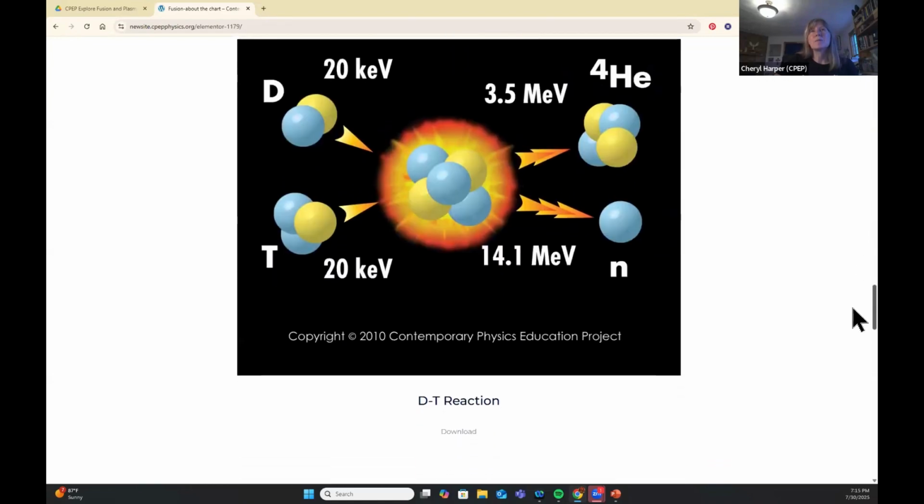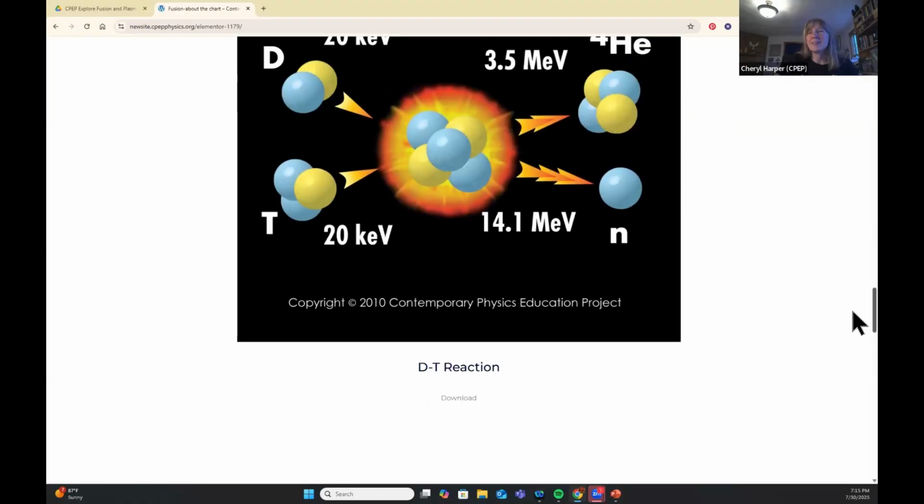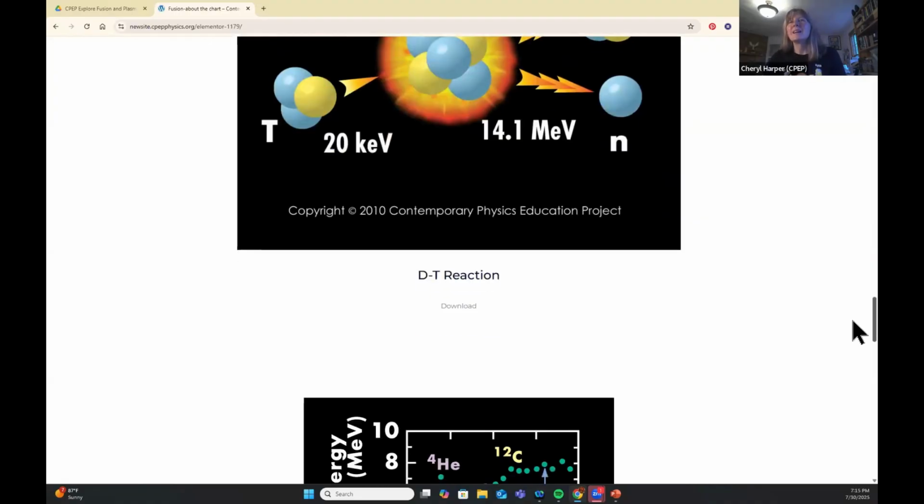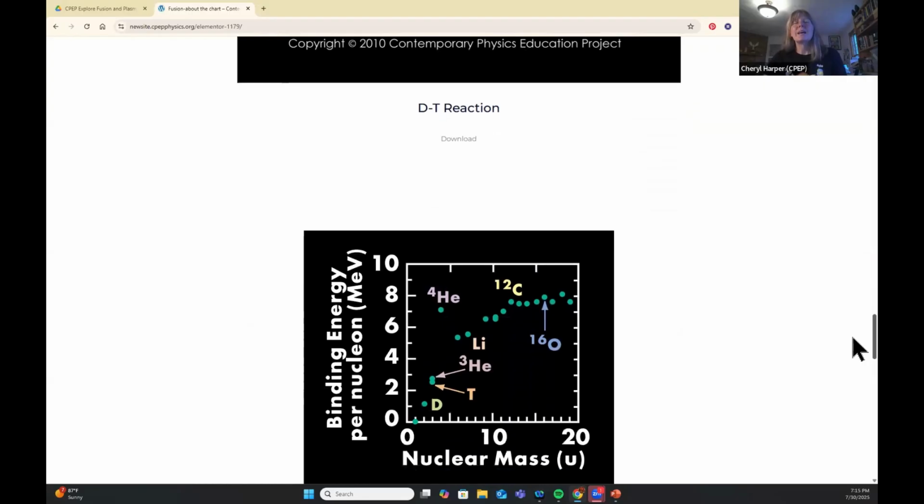And the deuterium-tritium reaction, which I believe Katrina has on her shirt, and I also have on my shirt. This is one of the products available at TeePublic.